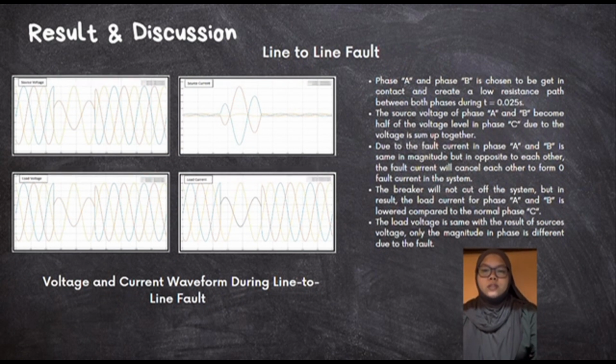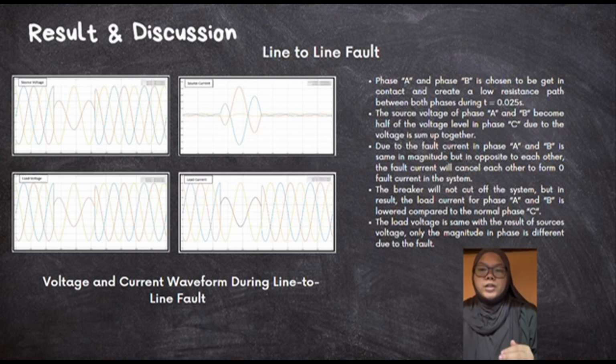For line-to-line fault, phase A and phase B are chosen to get in contact and create a low resistance path between both phases at t equal to 0.025 seconds, and the source voltage of phase A and B become half of the voltage level in phase C due to the voltage being summed up together. Due to the fault current in phase A and B being the same in magnitude but opposite to each other, the fault current will cancel each other to form 0 fault current in the system.